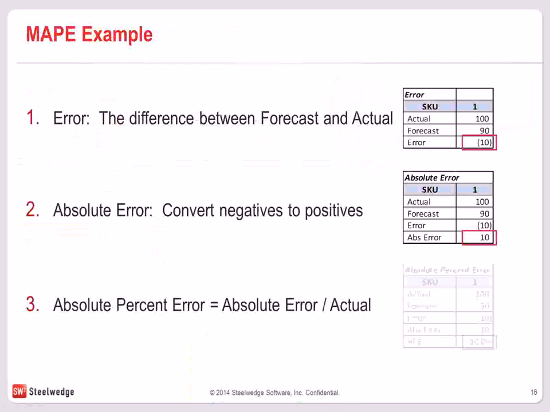So once we've converted that to the absolute value, what we want to calculate next is the percent error. The percent error takes that absolute value that we had just created and divides it by the actual. So in our example, 10 divided by 100. That gives us 10%.